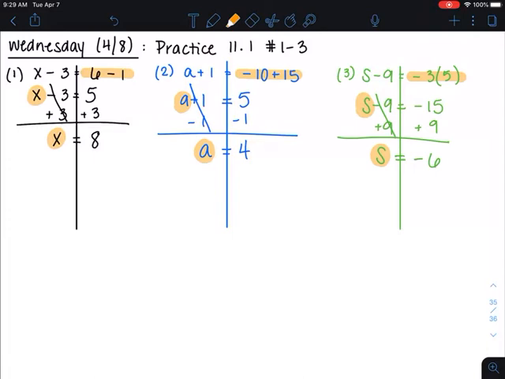Alright, so you guys are to finish numbers 4 through 24. Follow the same steps. Combine the numbers and the constants that are on the same side of the equal sign.